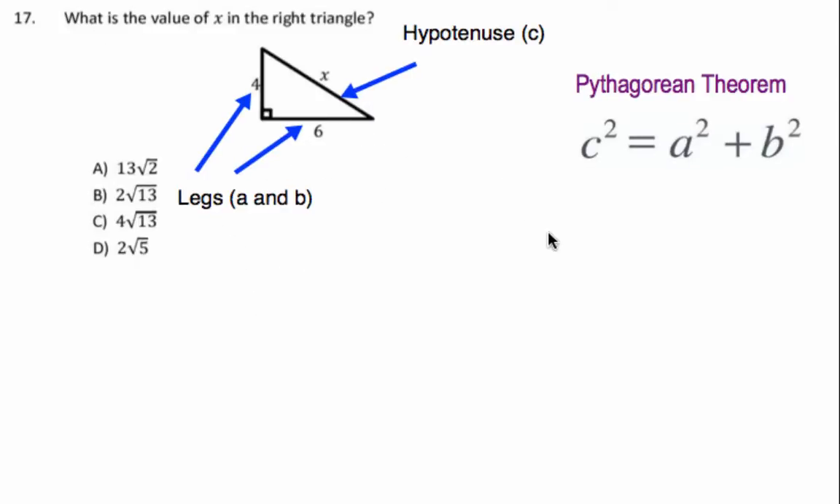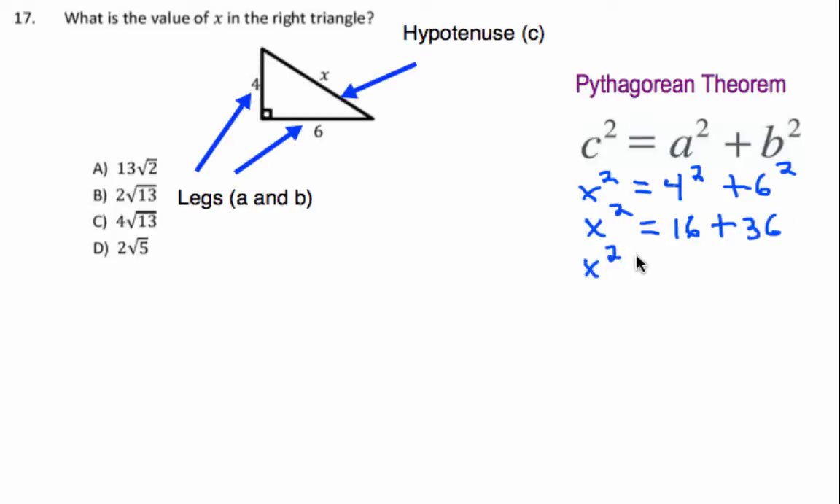And all we have to do is plug in. c is x, so we have x squared. a and b are interchangeable, so we can place 4 for a or 6, doesn't matter. So I'll put 4 squared plus 6 squared. x squared equals 16 plus 36, or x squared equals 52.